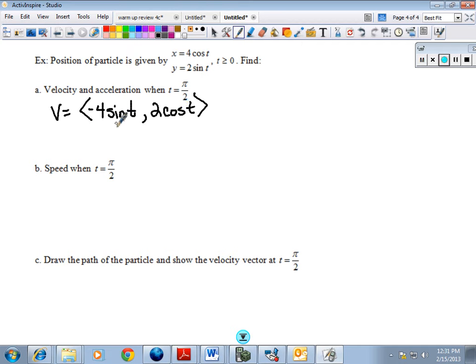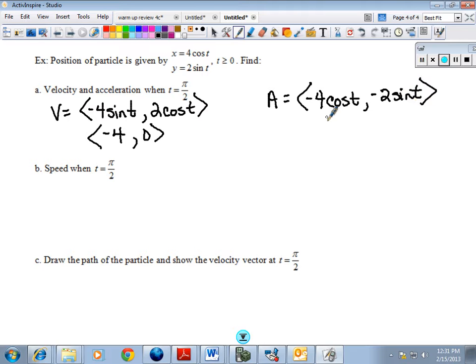Negative 4 times sine of pi over 2 is negative 4 times 1, which is negative 4. 2 times cosine of pi over 2 is 0. And then the acceleration is going to be the derivative of that. Derivative of sine is cosine. Derivative of cosine is negative sine. Plug in pi over 2. I'm going to get cosine of pi over 2 is 0, and sine is 1.